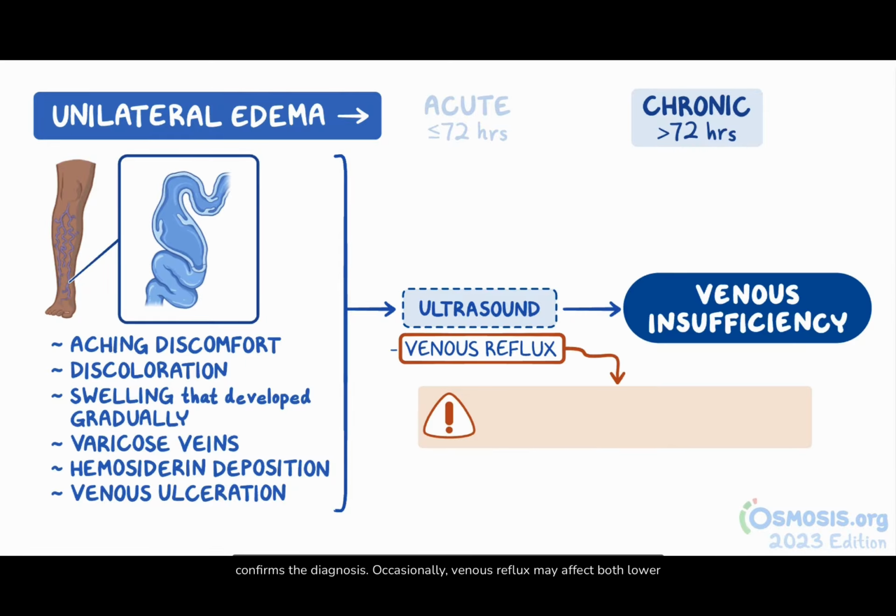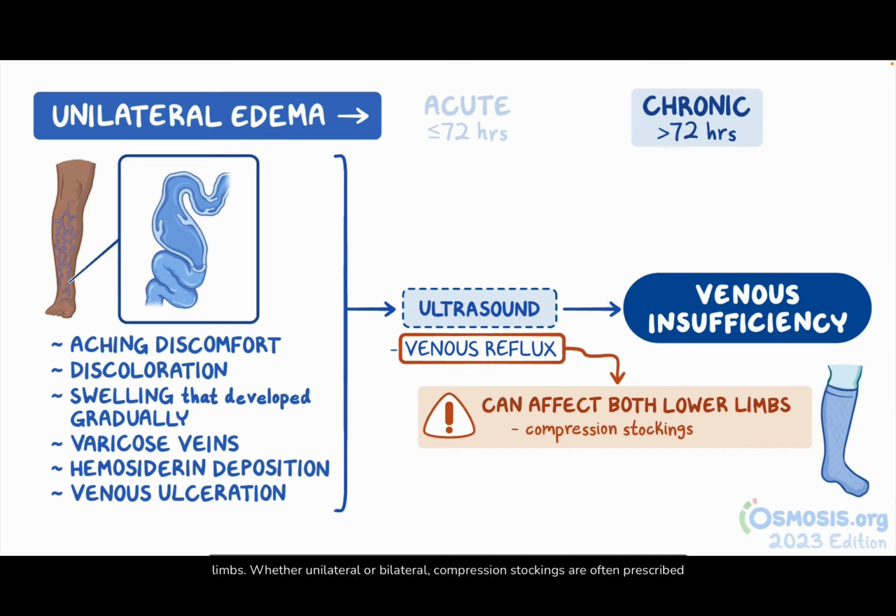Occasionally, venous reflux may affect both lower limbs. Whether unilateral or bilateral, compression stockings are often prescribed to minimize any associated discomfort and decrease the likelihood of venous stasis ulcers.